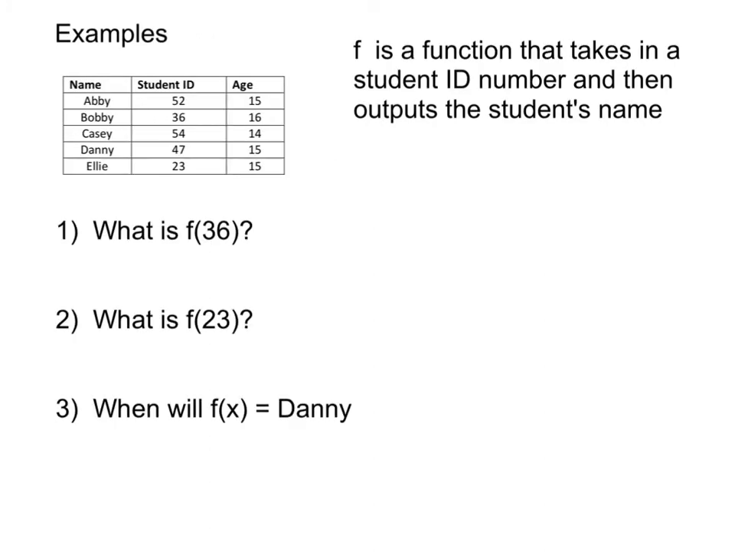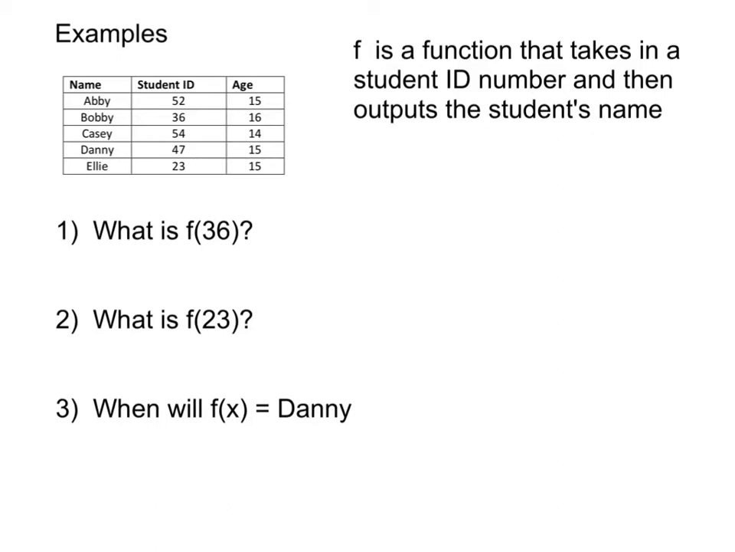Let's look at some examples. I have this data. Let's say we have a computer that has all this data in it. We have some student names, and each student has an ID number and an age. This list is pretty short. I only have 1, 2, 3, 4, 5 students. Of course, in real life we'd have a super long list, but that's not going to fit on the screen. So let's just say we've got these 5 students.